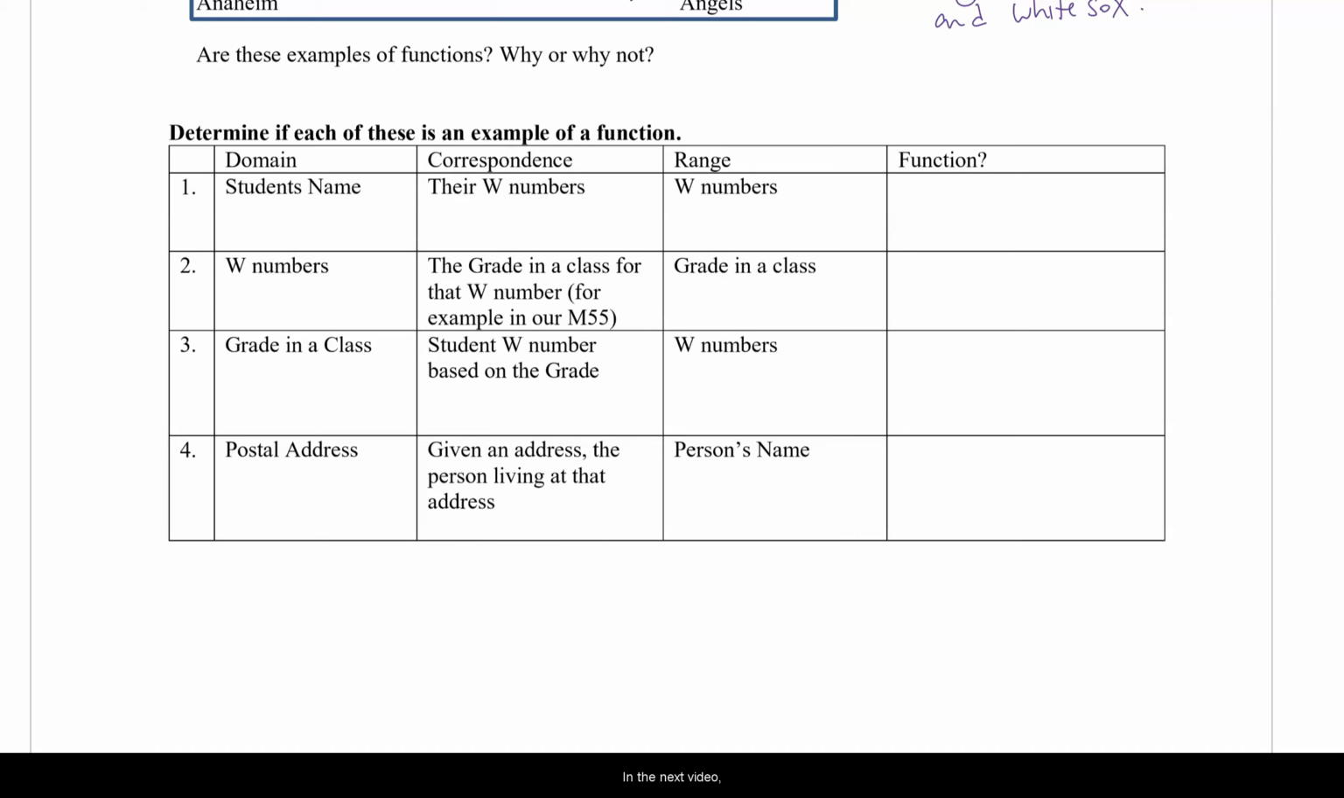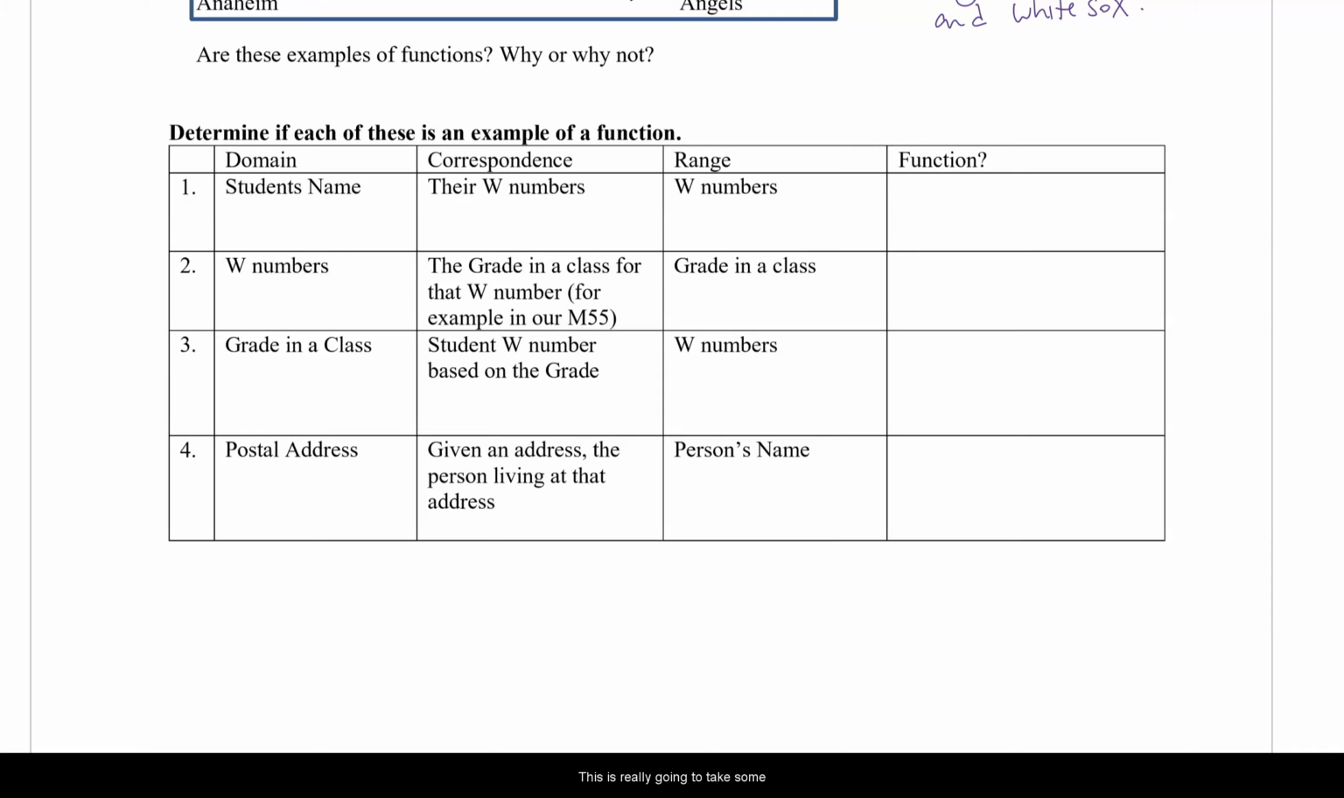In the next video, we'll look at these examples and determine whether they are functions or not. Before you move to the next video though, see if you can determine on your own each one of these 4 examples. Do they represent a function? If they do, it's because each value in the domain gets mapped to one value in the range. If they don't, it's because one domain value gets mapped to more than one range value.